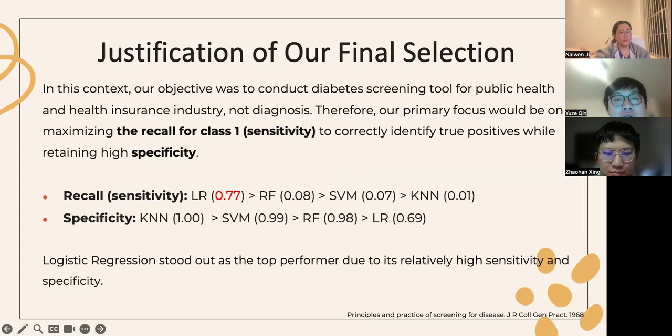In this context, our objective was to build a diabetes screening tool for public health and the public insurance industry, not diagnosis. So our primary focus would be to maximize the recall for class 1 to correctly identify true positives while retaining high specificity. As you can see, the LR model has the highest recall for class 1, which is 0.77, much higher than the other three models. So we decided to stick with the LR model.